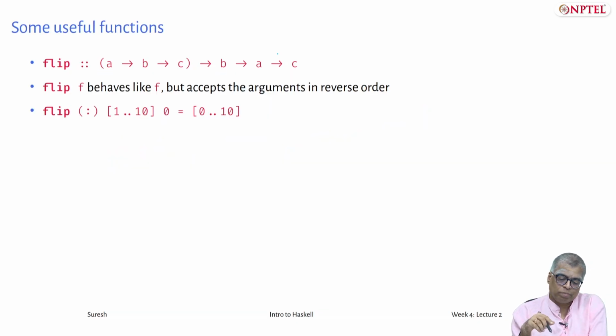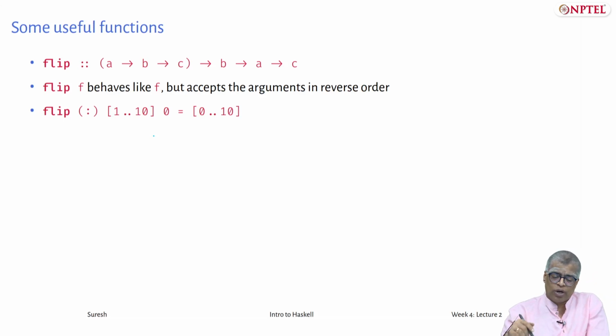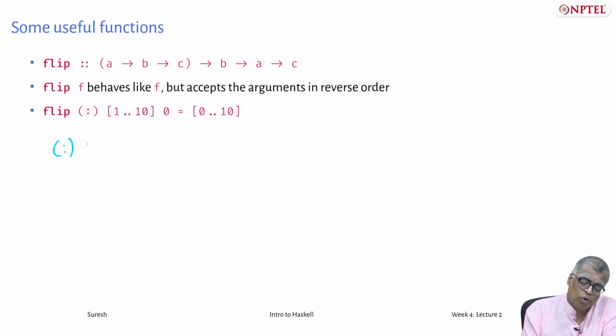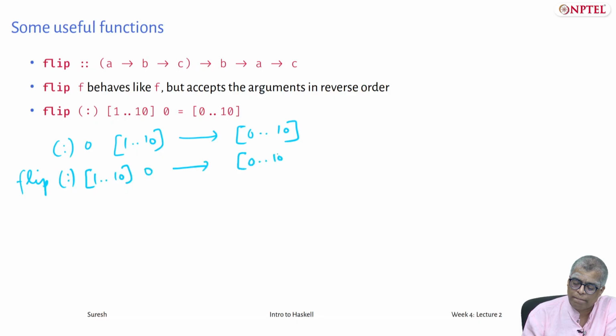For instance, here is a very useful example: flip colon list 1 dot dot 10, 0 is just 0 dot dot 10. Normally you would say colon 0 [1 dot dot 10], which gives rise to 0 dot dot 10, but flip colon [1 dot dot 10] 0 will also give you 0 dot dot 10.